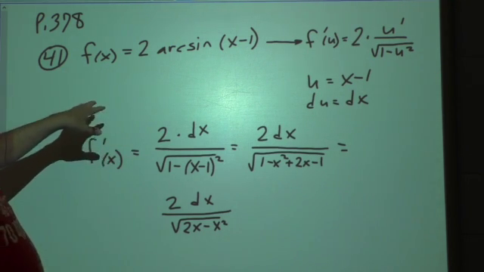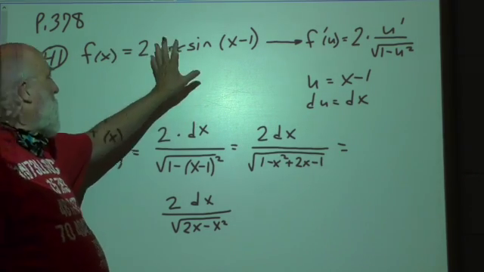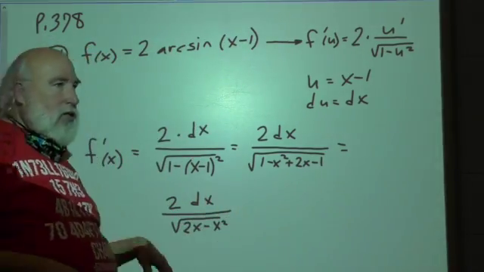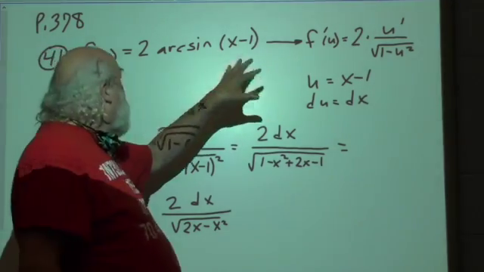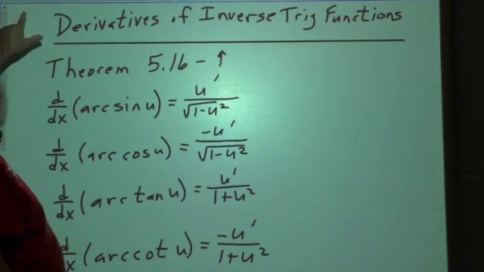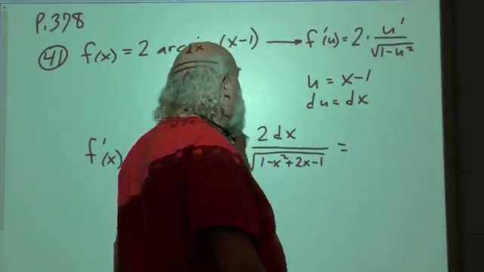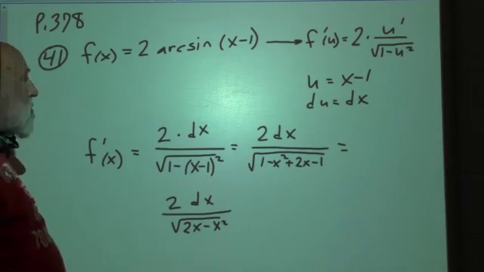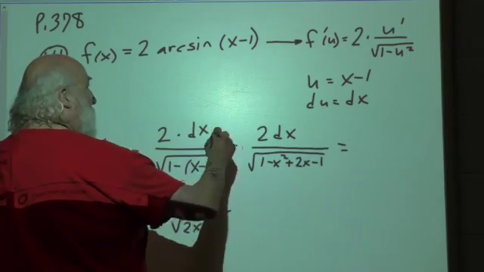In this case here, since we have 2 arc sine x minus 1, the 2 is to be separated. It's like the derivative of 2x is 2. So it's just 2 times whatever the derivative is. And the derivative according to 5.16.1 is u prime over the square root of 1 minus u squared. Hopefully I'll put that up. Yeah, u prime. Okay? So a u prime is du, so that's going to put dx on top.